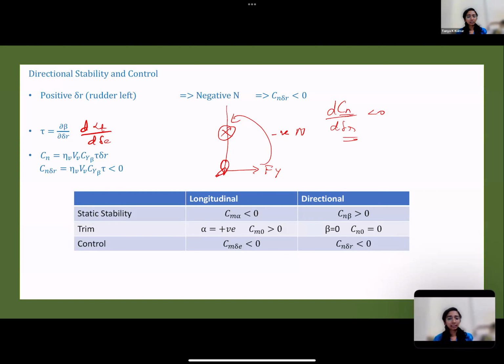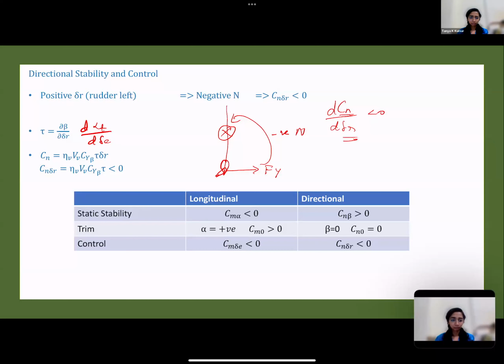In the directional case, you want to trim your aircraft at 0 beta. You wanted to trim at the straight point, okay? And your vertical tail is almost always symmetric. So you want to trim your aircraft straight, then your beta should be 0. So your Cn naught is almost always 0, okay? And Cn naught, Cm naught, both of these parameters have nothing to do with stability. They are just to trim your aircraft at whatever desired angle, okay? For stability, there is only one case, that is Cm alpha and Cn beta.